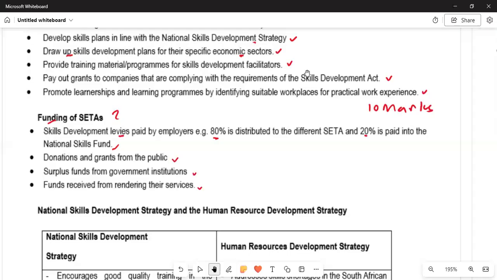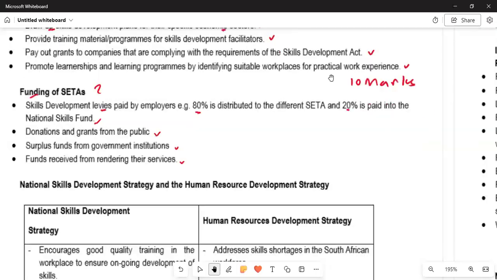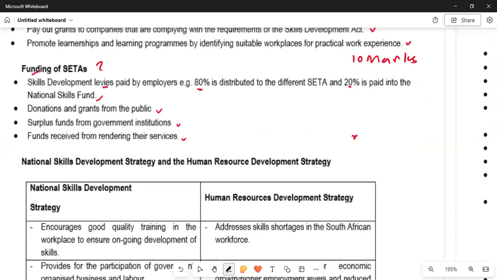So that is as well very important. That is as well very important. So these ones, it carries 4 marks. Normally, they only want 2 points from this sector.